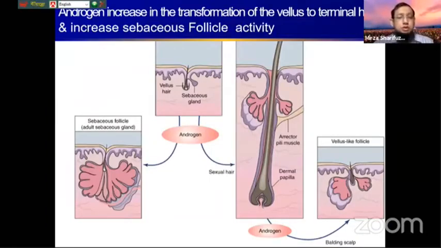Before going into pathophysiology, we have to know the physiology, how hair differentiates from vellus to terminal hair. You see here at birth, there is vellus hair with a sebaceous unit. When androgen acts on this, there is hypertrophy and hyperplasia of the sebaceous gland, and this unit together is known as the pilosebaceous unit, and hair differentiates into terminal hair.